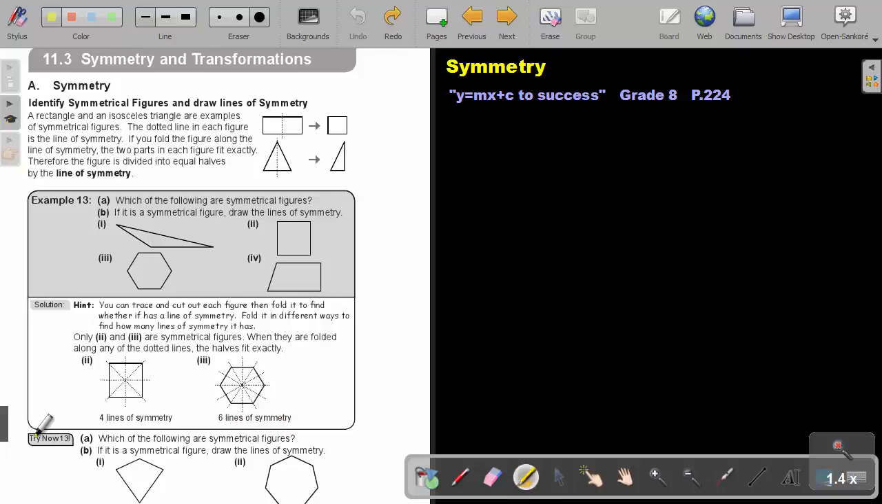Okay. I want you to stop the video and try now 13. Do number A and B. And as soon as you are finished, you can continue with the video and see if you are correct. Okay. Now, try now 13.